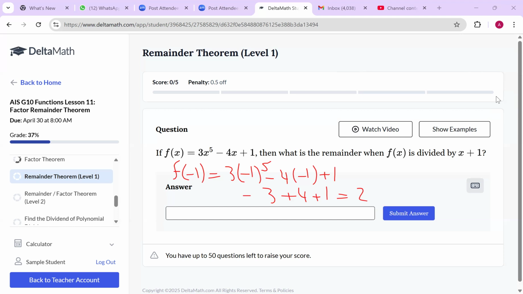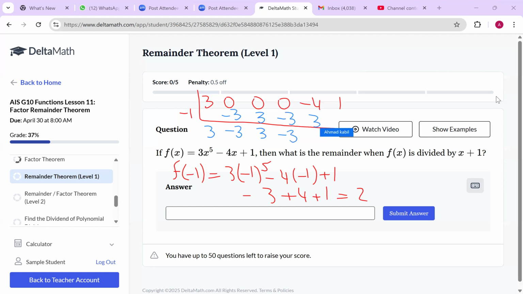Now, if we try synthetic division here, it will be 3 for x power 5, and then 0 for x power 4, 0 for x power 3, 0 for x power 2, negative 4 for x, and 1. And if we try dividing by x plus 1, so you have negative 1 here. So 3, and then negative 1 times 3 is negative 3. Negative 3, positive 3, 3, negative 3, negative 3, positive 3. Here we have negative 1, and this is 1. So the remainder is 2.